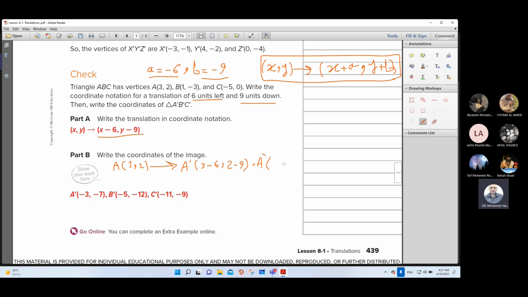3 minus 6 will be minus 3. And 2 minus 9 will be minus 7.